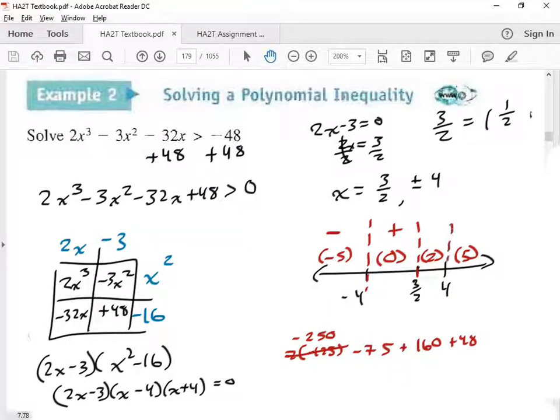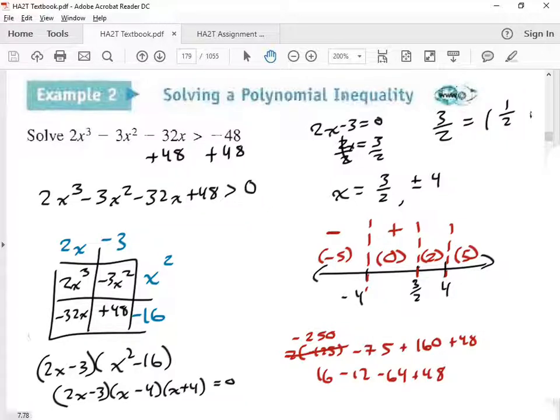Okay, the next interval, 2. If I plug 2 into this, what do I get? 2 to the third power is 8. 8 times 2 is 16. Okay, we got 16 right here. And then we have 2 raised to the second power, which is 4. 4 times 3 is negative 12 because it's a negative. And then 2 times negative 32 is going to be negative 64. And then I'm adding 48.